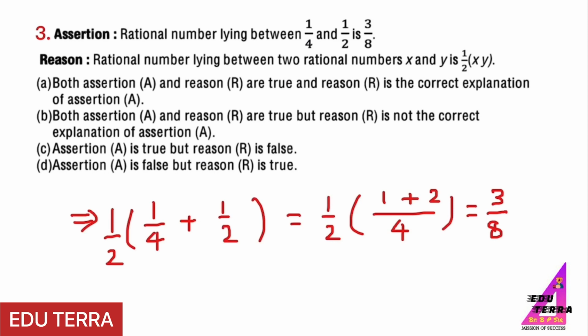Okay, 3 by 8, because it is telling that. Now but reason, you can see: rational number lying between two rational numbers x and y is 1 by 2 x into y. It is false. So for this question number 3, assertion A is true, but reason R is false. So here we will tick option number C.